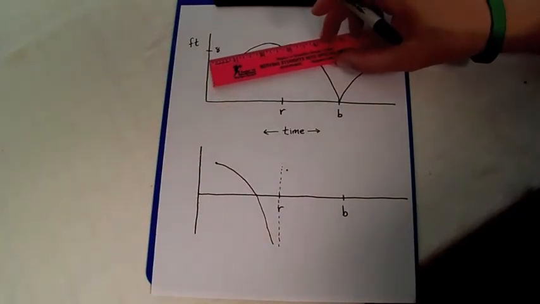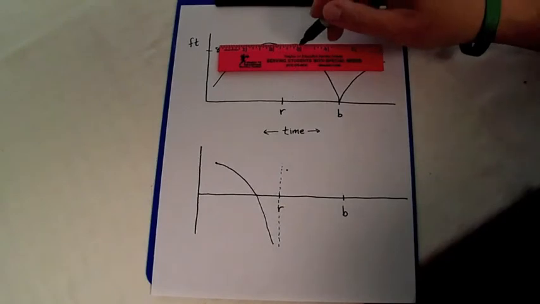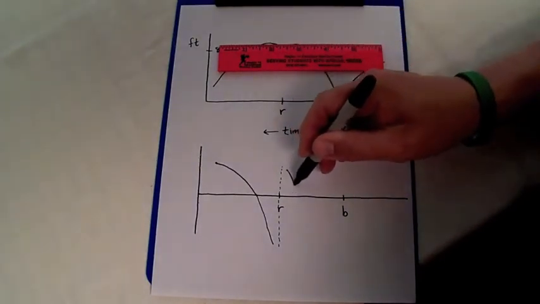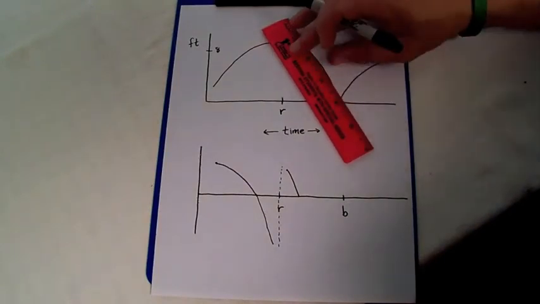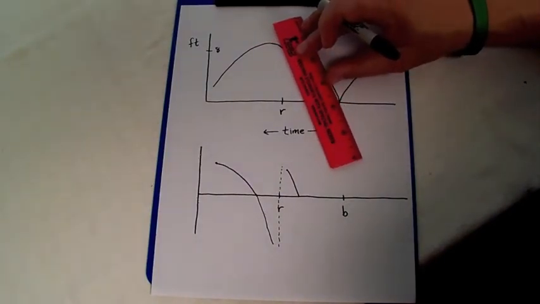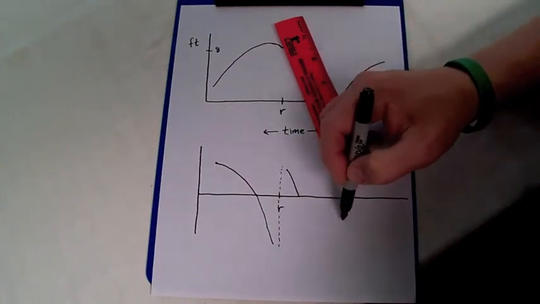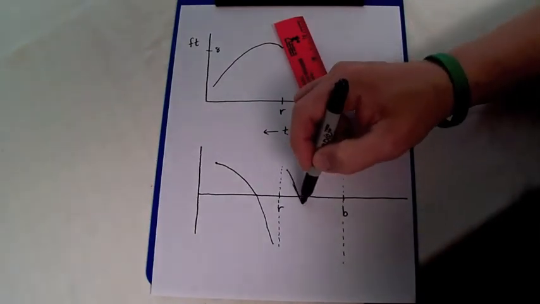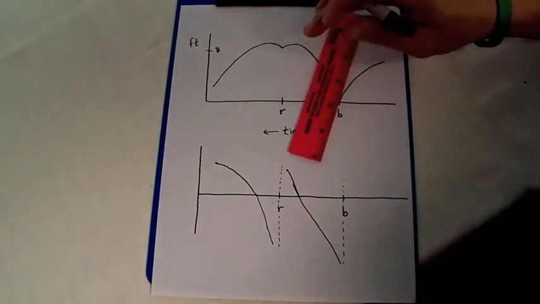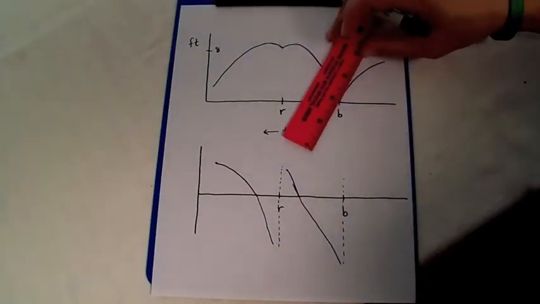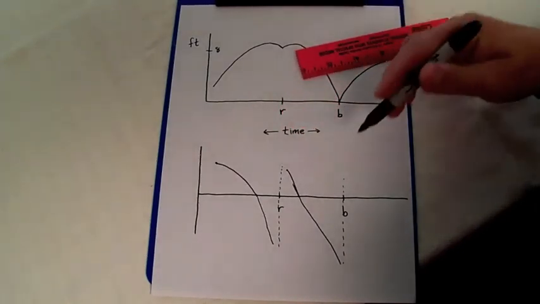Eventually, again, the vertical velocity is 0, right about here. Then it goes down to the ground, and right before it strikes the ground, it has some downward velocity. Right after it strikes the ground, it has some upward velocity that heads towards 0.